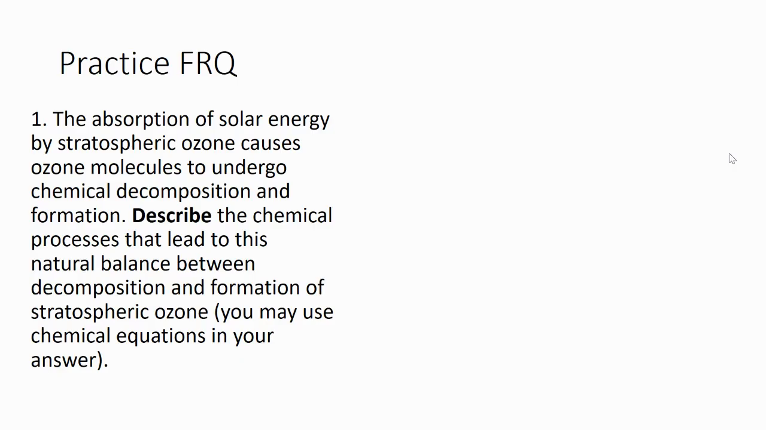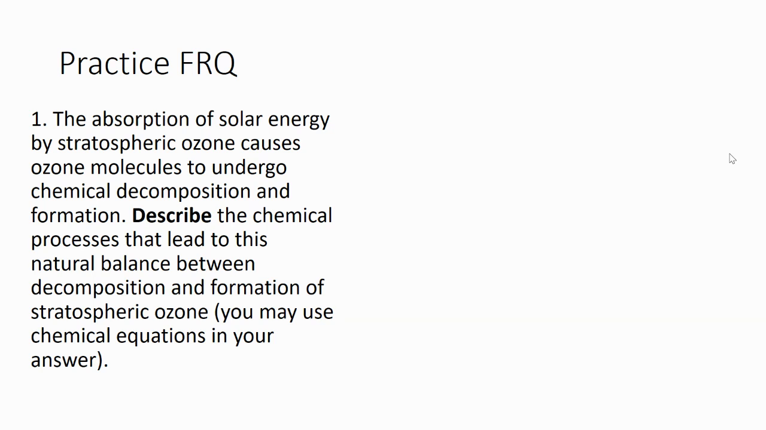Now here's just a little practice FRQ. The absorption of solar energy by stratospheric ozone causes ozone molecules to undergo a chemical decomposition and formation. So you have to describe the chemical processes that lead to this natural balance between the decomposition and formation of stratospheric ozone, and you can use chemical equations in your answer. So please, at this point, pause the video and see if you can answer the practice FRQ.